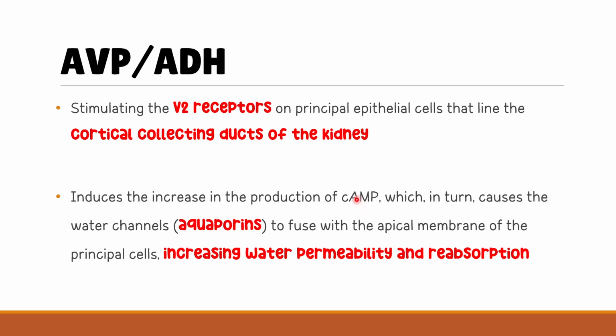And then what will happen upon the production of cAMP? It will cause your water channels, specifically called aquaporins, to fuse with the apical membrane of your principal cells, thus increasing water permeability and reabsorption. So basically, kids, aquaporins play a very vital role in controlling the water content of our cells, in controlling our cortical collecting ducts, if it's really time to reabsorb water, or if there is really a need to reabsorb water.